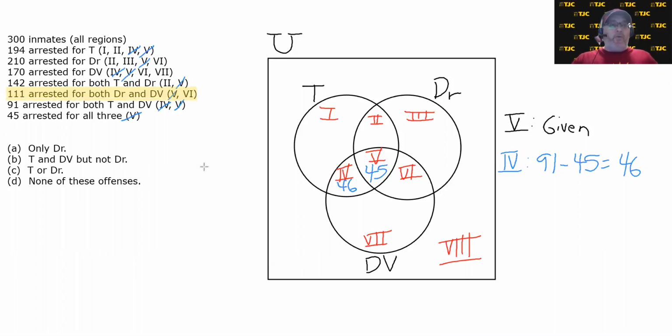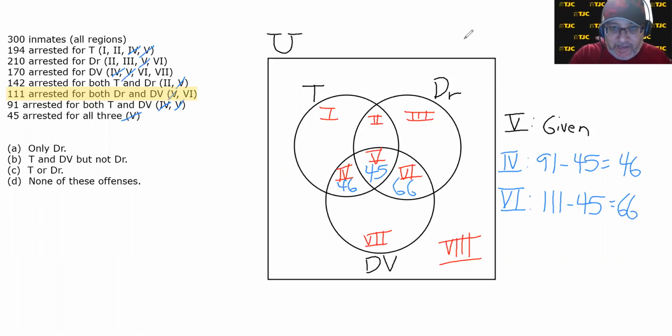We know that there's a total of 111 in regions 5 and 6, but we already know region 5. So we can calculate region 6 by taking that total of 111 and subtracting the 45 from region 5, which it looks like is going to be 66. That's how many have to go in region 6. And again, if you just check real quick by temporarily getting rid of the T circle, the DR and DV circles, their overlap does add up to 111.